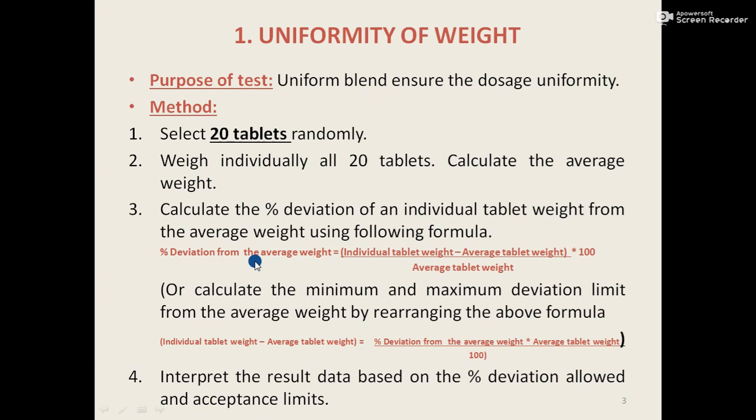That is, percentage deviation from the average weight is equal to individual tablet weight minus average tablet weight, divided by the average tablet weight, multiplied by 100. Or we can calculate the minimum and maximum deviation limit from the average weight by rearranging the above formula. Interpret the result data based on the percentage deviation allowed and acceptance limits.